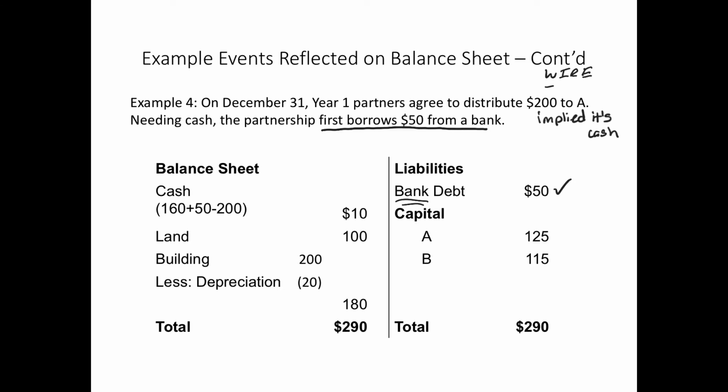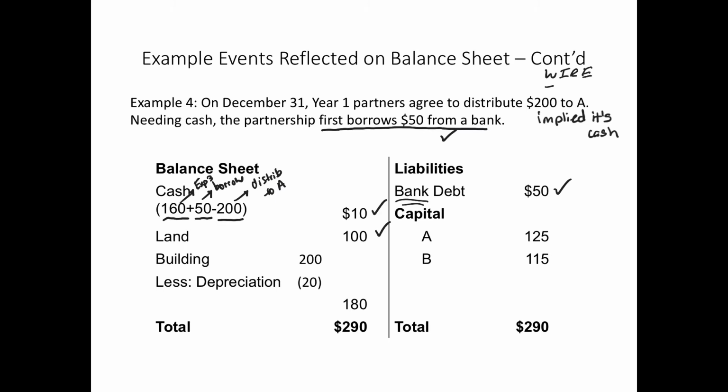We have our assets on the left, right? Cash, we had $160 in example 3. We just increase it by 50 when we borrow $50 from the bank, $50 cash, and we're subtracting 200 because we're paying that out to A, right? So this is the borrowing from the bank. This is from example 3. Bring that over, and we're subtracting $200. It's a distribution or withdrawal to A. Okay? That leaves us with a balance of 10.